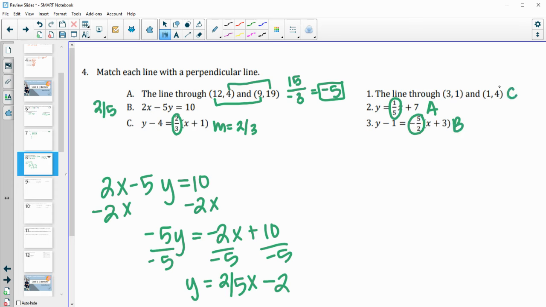And we could subtract these again. 4 minus 1 is 3. And then 1 minus 3 is negative 2. So that is the flip and the opposite of 2/3.